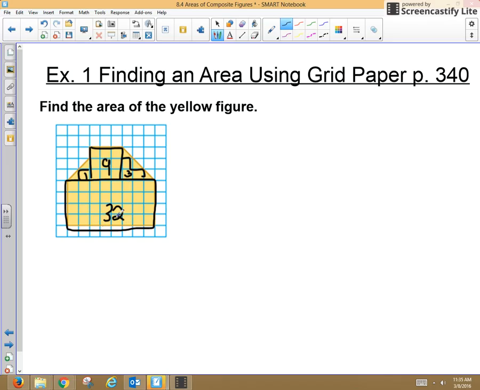So when I add these up together, 32 plus 9 and 1 is 10. So that's 42, 43, 44, 45 whole squares. So I'm going to multiply it by 1 whole square. So this is 45 square units.